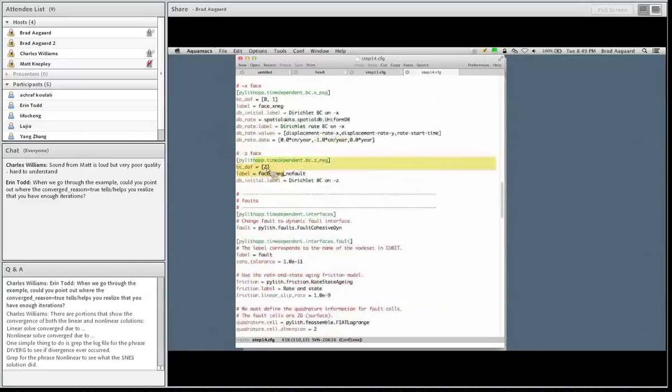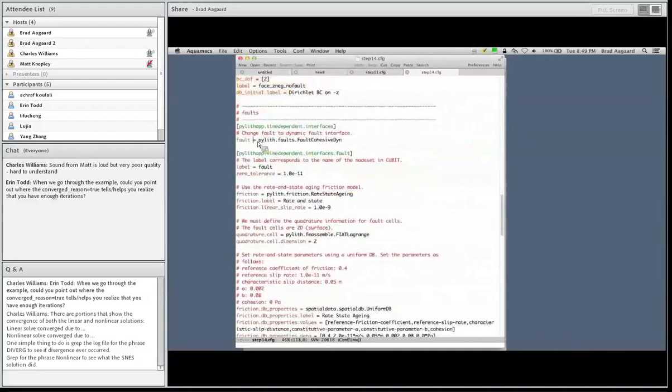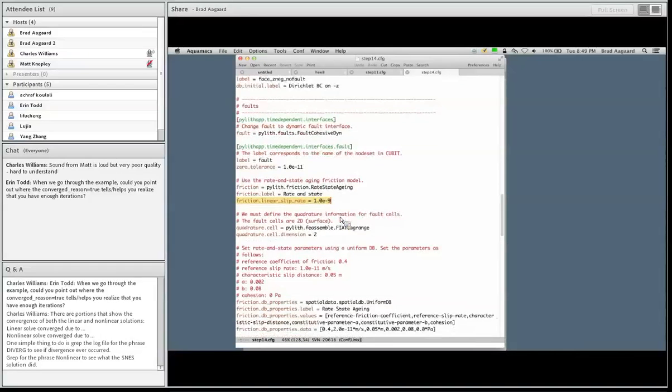And again, roller boundary conditions on the Z negative. Our fault parameters here, we have a fault cohesive dynamic object for our spontaneous rupture. Now we've explicitly added in our zero tolerance. We're going to use 10 to the -11. We're going to put in our linear slip rate for our transition between our linear dependence on slip rate and the logarithmic dependence at 10 to the -9. So just a couple orders of magnitude greater than our zero tolerance.